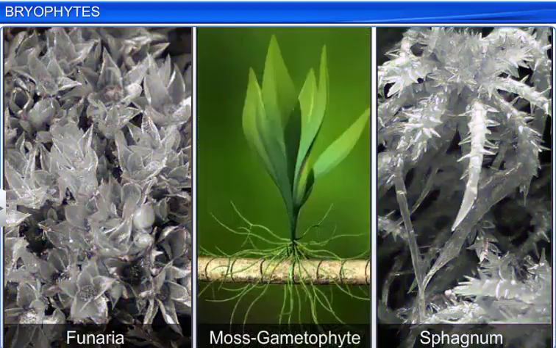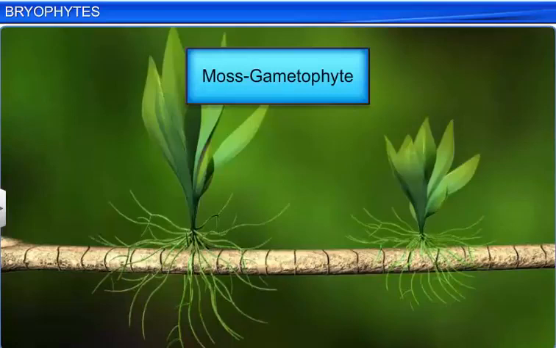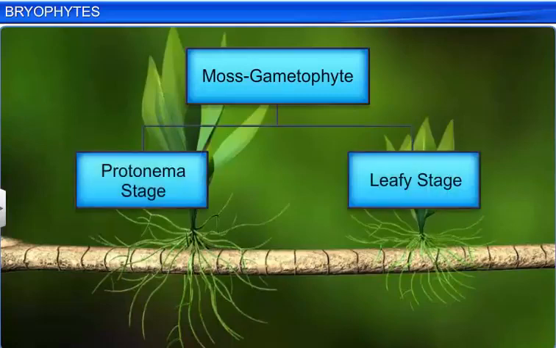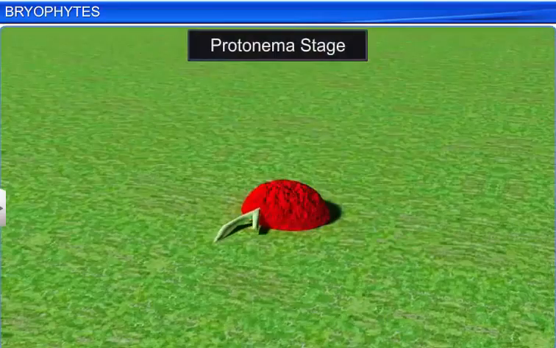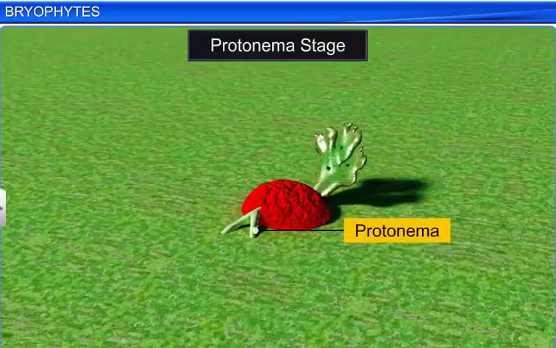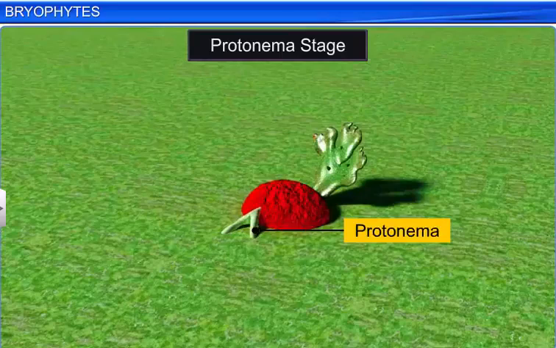A moss undergoes several stages in life, wherein the gametophyte stage is the most predominant one. The gametophyte stage has two substages, Protonema and Leafy Stage. In the Protonema stage, the spore develops into a protonema, a thread-like chain of cells. The protonema is creeping, green, branched, and filamentous.